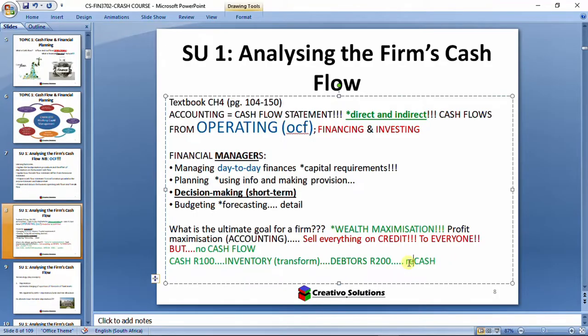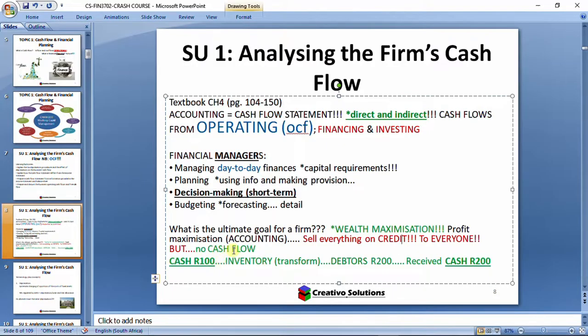All right, and look at what we've done. We've literally created more money. We've created more wealth. We started with 100. We had to do something. We had to use credit. And at the end of it, we've got twice as much cash as we had before. Right, so that's called the cash conversion cycle.